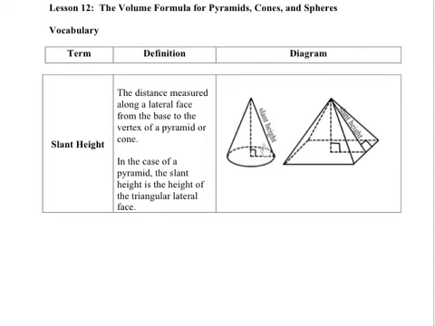For a cone, what typically happens is you're given the slant height and the radius, and you need to find the height of the cone, because you need the height of the cone to calculate the volume of the cone. So for example, let's say we have a cone with a slant height of 10, and that cone has a radius of 6.